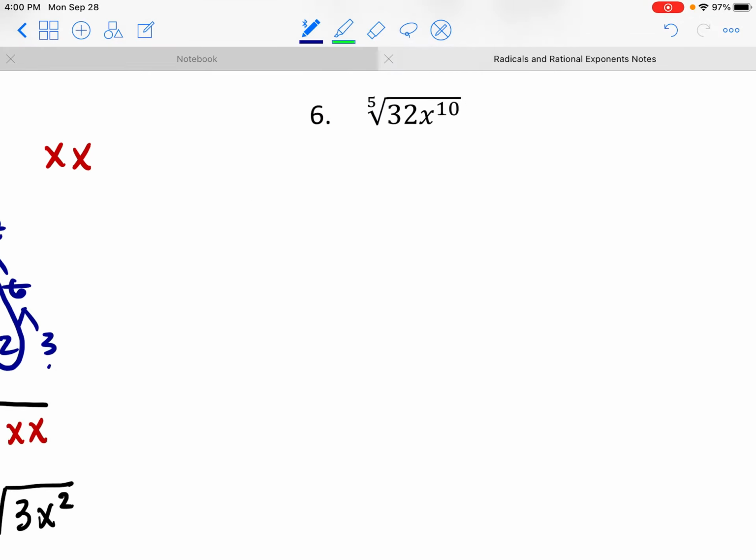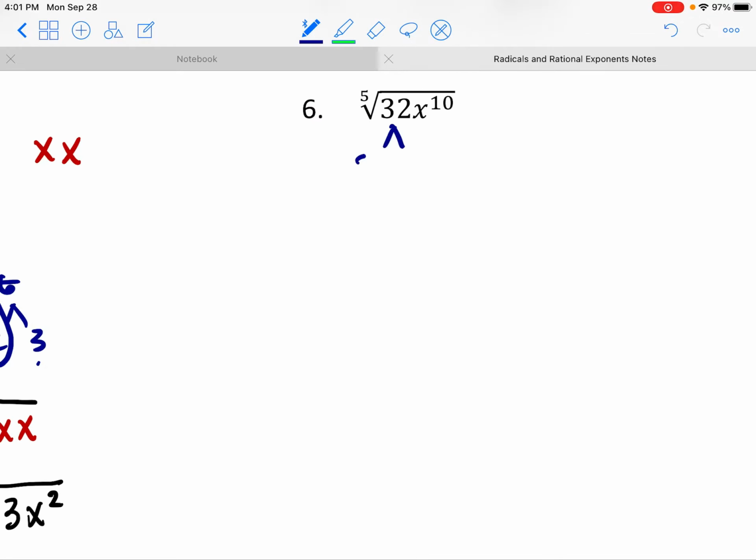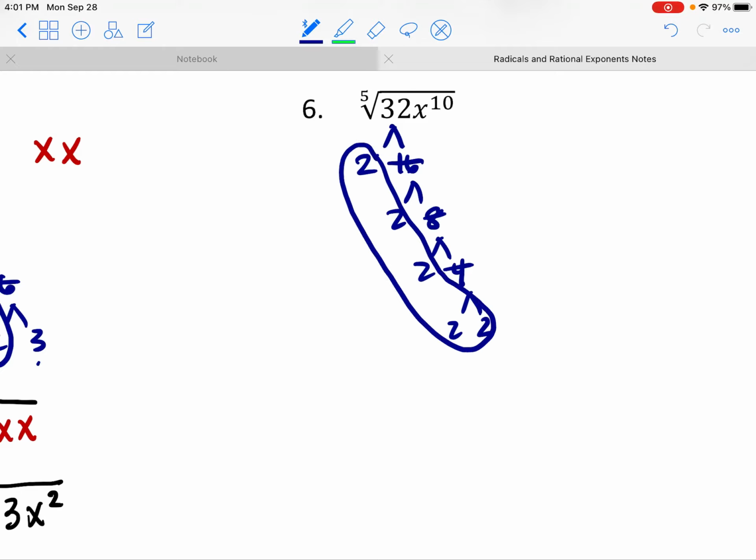And again, I know the 5th root of 32, but if you didn't, let's see, this is 2 times 16. That's 2 times 8. 8's 2 times 4, and then that becomes 2 times 2. Group of 5 means I can take out a group of 2's. And nothing's going to be left over in terms of numbers, and that's because 32 is a perfect 5th root. The 5th root of 32 is exactly 2.